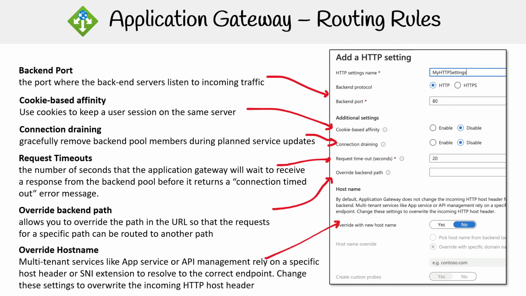And the last one is override the host name. So application gateway normally leaves the host name alone. But if you're using multi-tenant services like App Service or API Management, it needs a very specific host header set. So this is where you can override it and change it for those services. So hopefully that really gives you a good picture of application gateway, but I feel that that's all you really need to know.